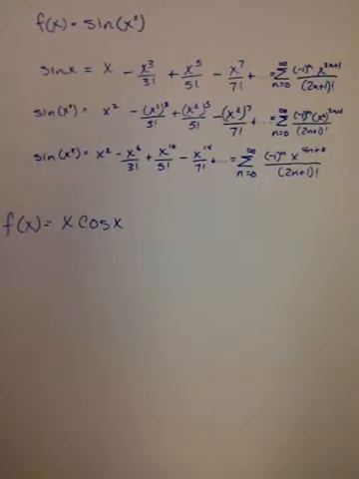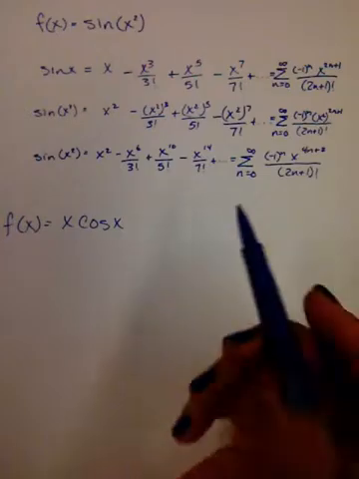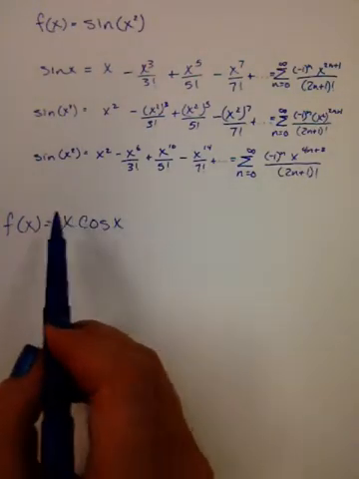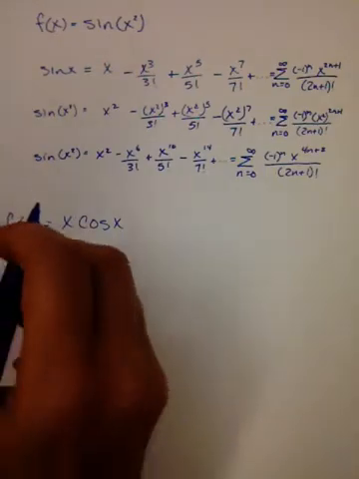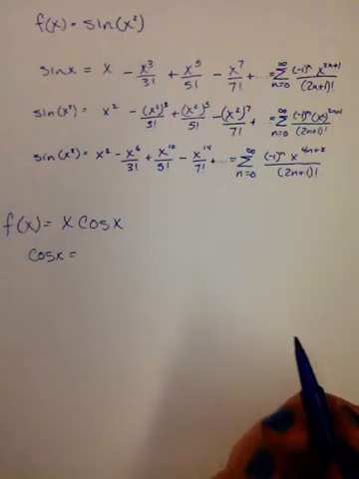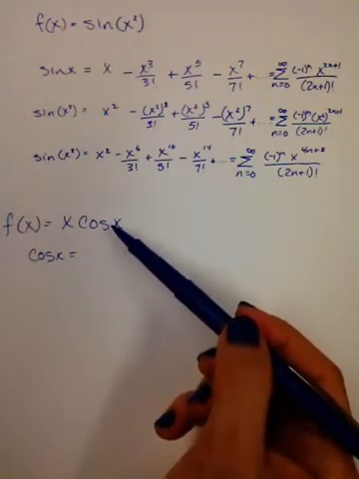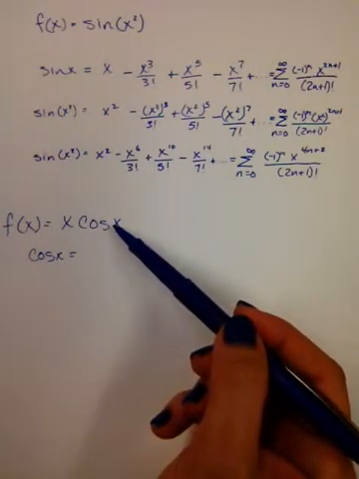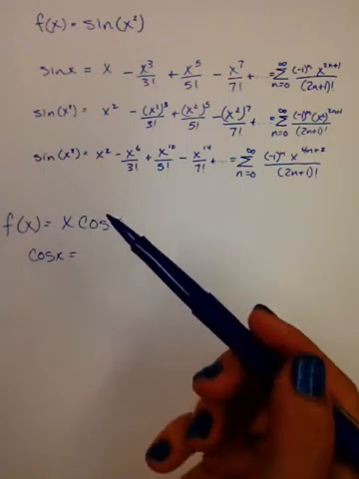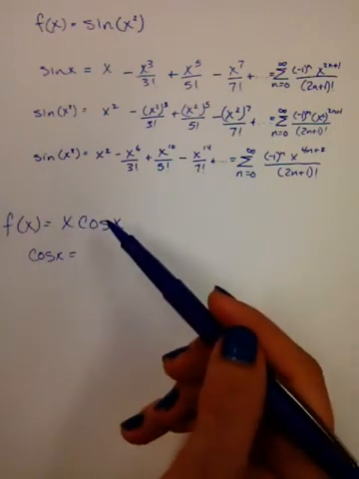For this example, we're going to determine what the infinite series for x times cosine x looks like. So what we're really going to do is write down the cosine x series, and then we're going to multiply it by x. So I know that cosine of x is equal to, and again, cosine is an even function, and it does alternate. So even means we're going to start with 0, 2, 4, 6, 8 terms.